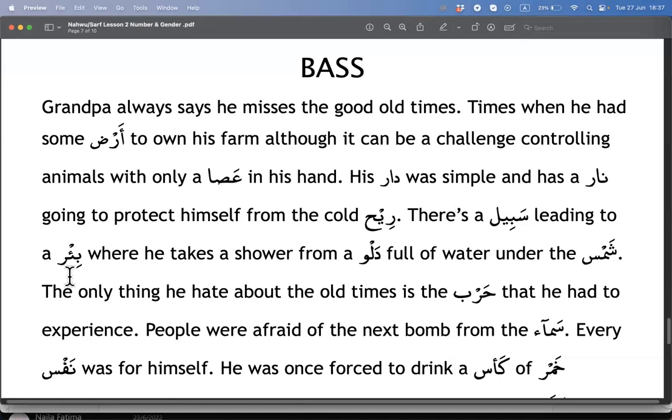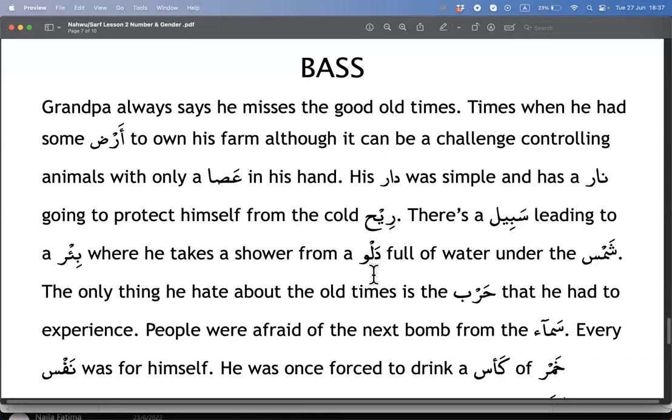Have you ever gone to Umrah or Hajj? No, not yet. No, okay. Bi'ir is a well. Usually when people go to Umrah, they go to Bi'ir Ali. The well of Ali. Bi'ir is well. Okay, perigi. So there's a path leading to a well where he takes a shower from a dal.